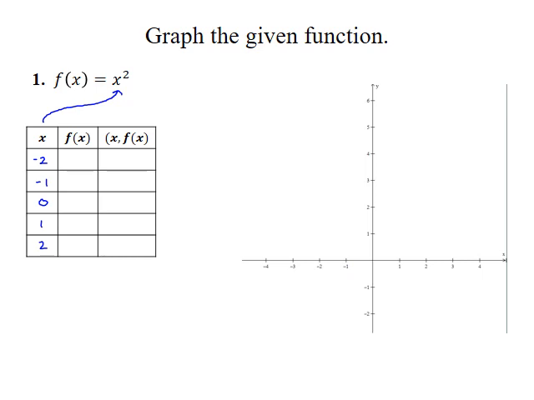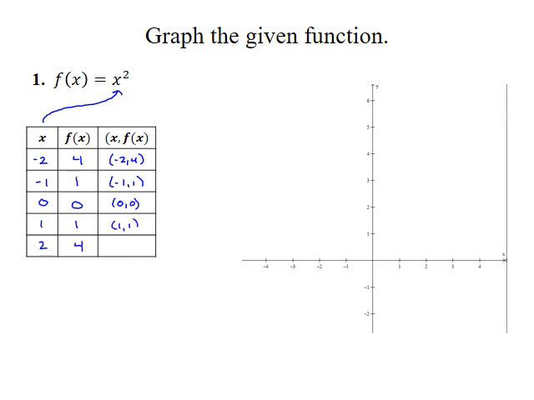So if I square -2, I get 4. If I square -1, I get 1. If you square 0, you get 0. If you square 1, you get 1. And if you square 2, you get 4. And what you have done here, and I'm going to write them all out for you, is you have just developed ordered pairs to plot this function.